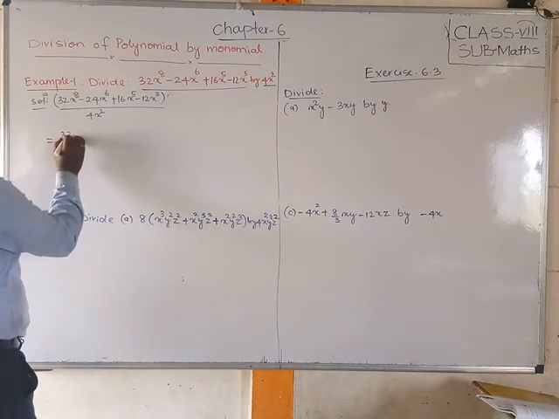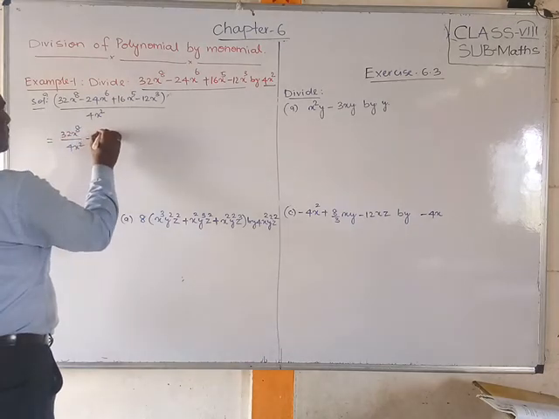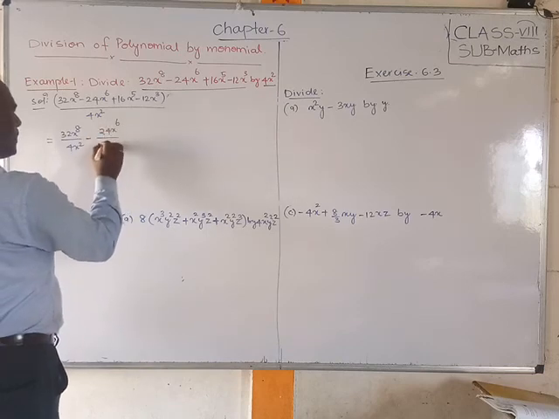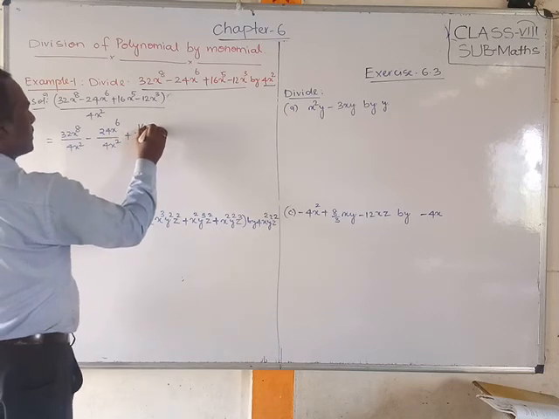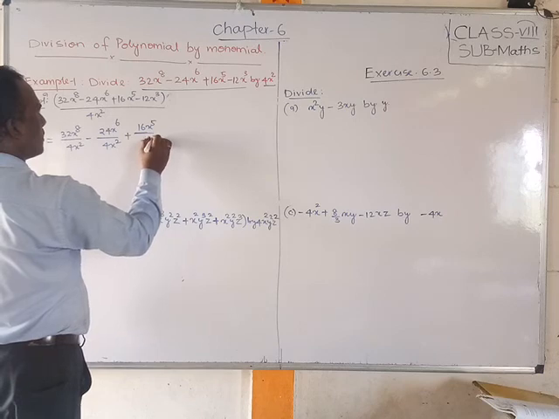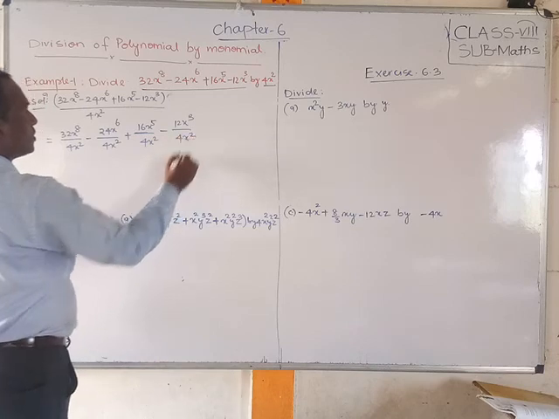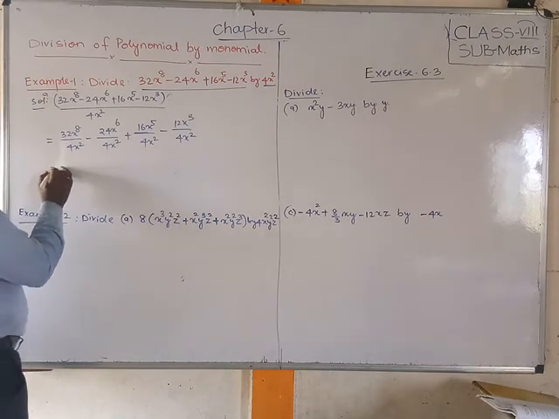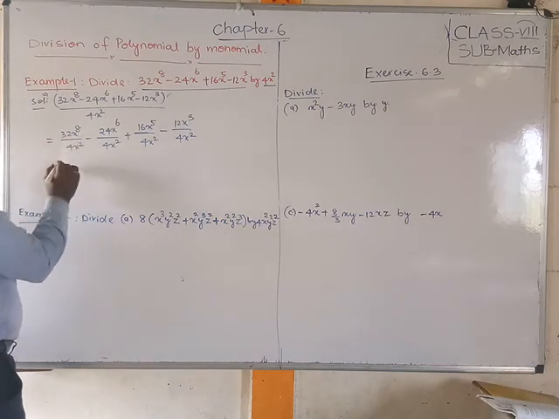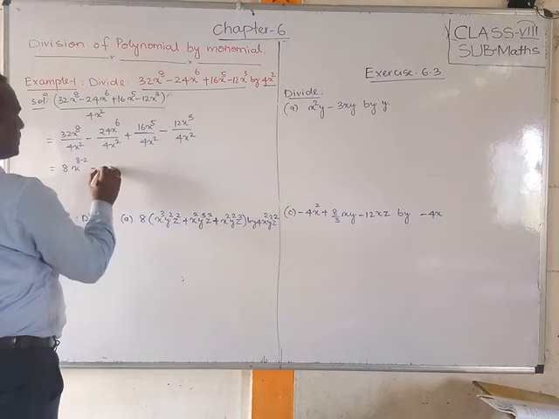First of all, we write 32 x to the power 8 by 4x square, minus 24 x to the power 6 by 4x square, plus 16 x to the power 5 by 4x square, minus 12 x cube by 4x square. Did you understand, students? Each term we have to divide. Now first of all, the numerical values should be divided.